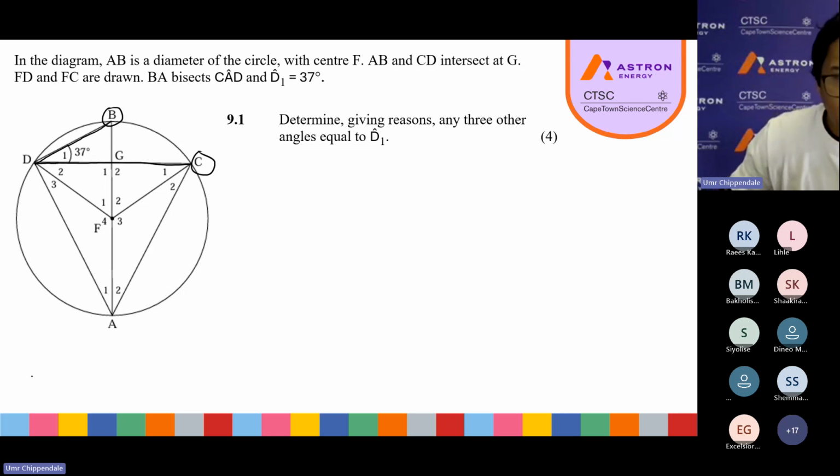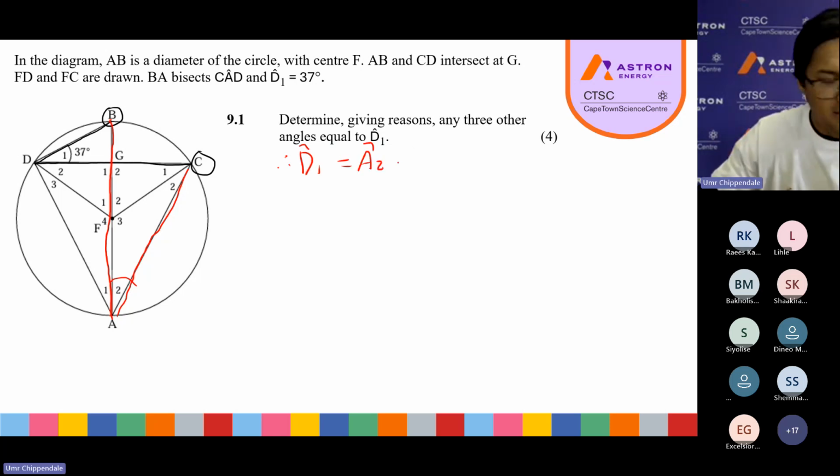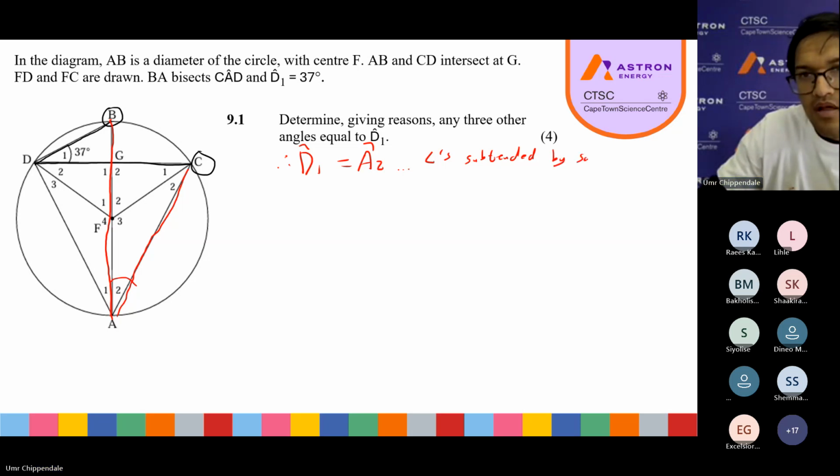And then we look, is there any other angle that those 2 make up? Well, yes, there is. This line, which is B, goes all the way down to there. C goes all the way down to there. So that is the spot over here. Therefore, we can say angle D1 is equal to angle A2. And the reason for that is you can say angles subtended by same arc.